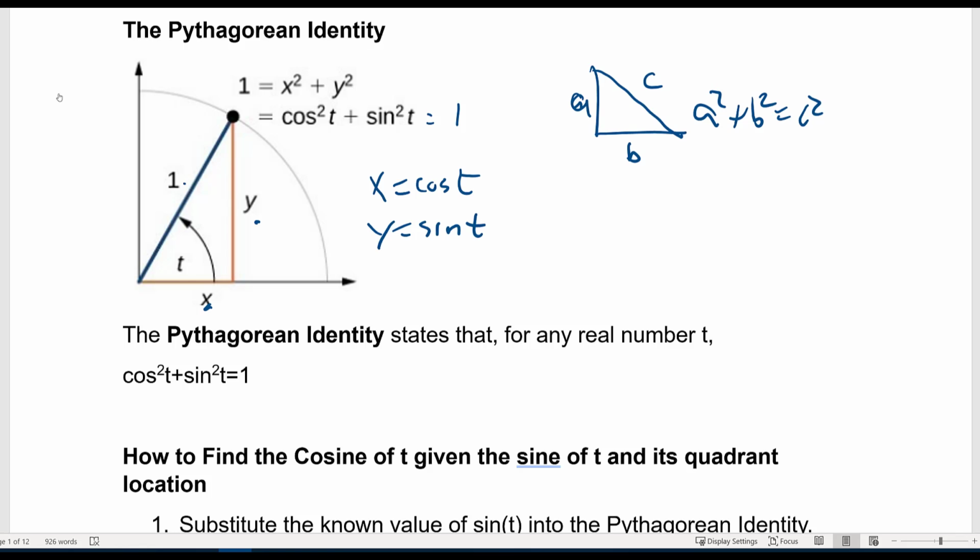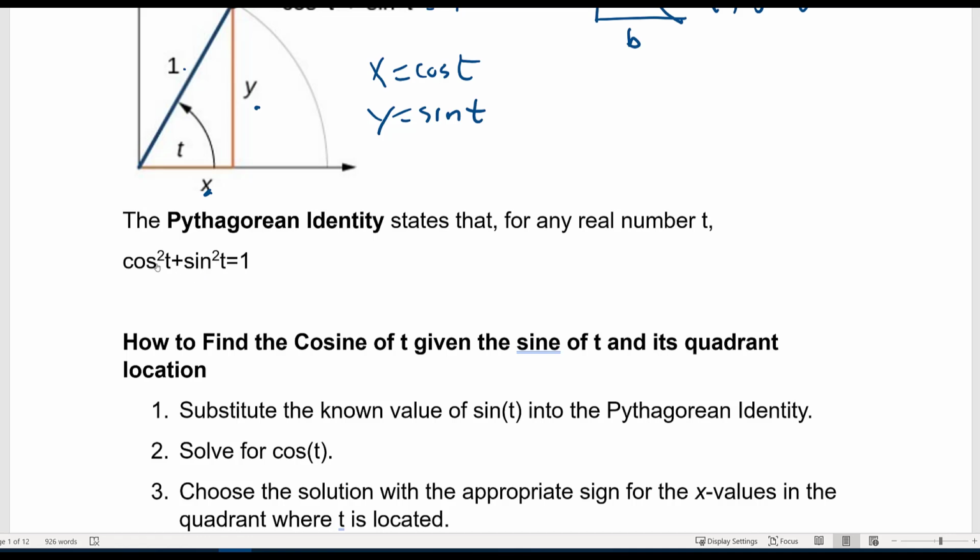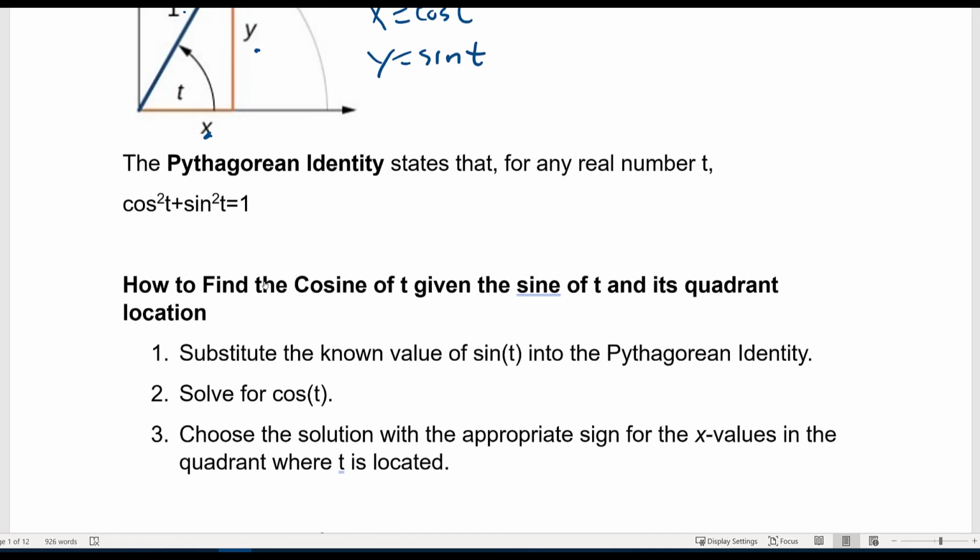So the Pythagorean identity states that for any real number t, cosine squared t plus sine squared t is 1. And I want to be really clear about the notation here. This is saying cosine of t quantity squared plus sine of t quantity squared equals 1. But we write it with that squared after the cosine. If we wrote it after the t, it would look like the cosine of t squared, and so not meaning this.